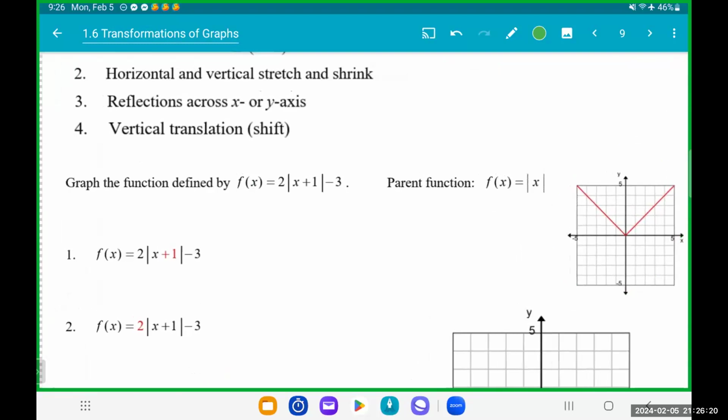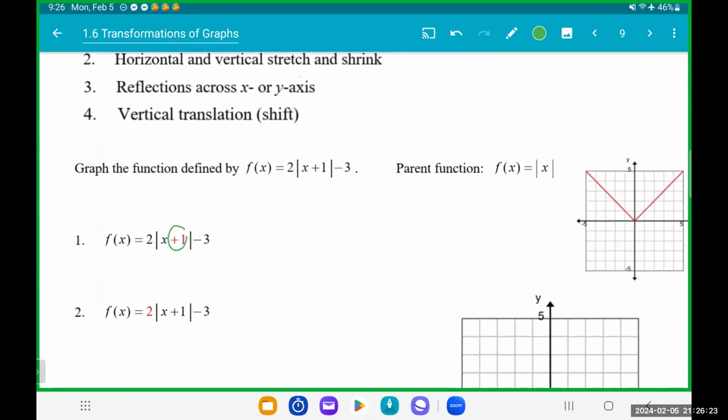This +1 tells me I am going to shift the graph left 1 unit. Okay. This 2 here means we're applying a vertical stretch because the a is greater than 1. So that's a vertical stretch. What we do here is we multiply our y values by 2.